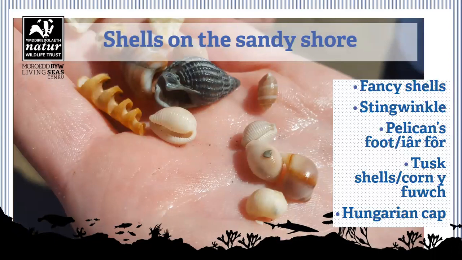There is a stingwinkle at the top. There are a couple of them actually. And then we've got the Actian shell, which on some shores is actually more common than others. And then cowries. And depending on whether it's the European cowrie or the spotted cowrie, it's Cragen Vair or Cragen Iago in Welsh. Not all these animals are connected entirely with sandy shore habitats, but you can find their shells on sandy shores, again, usually in the wetter sands.